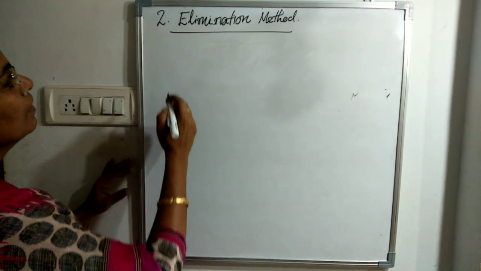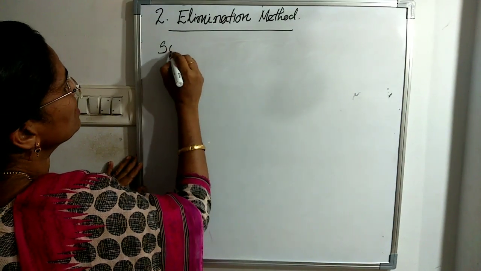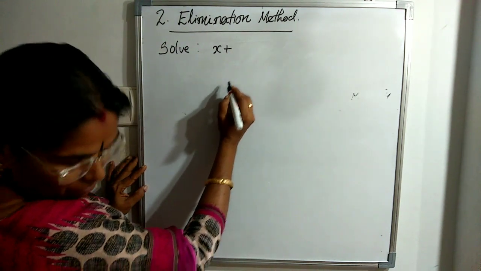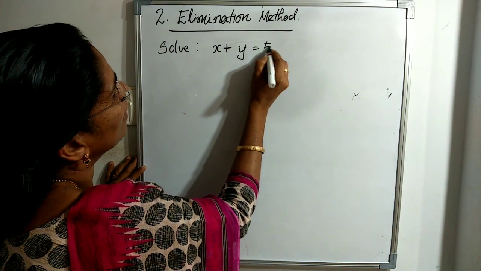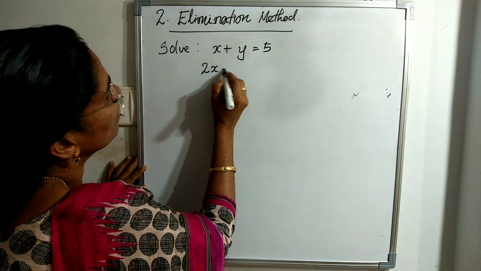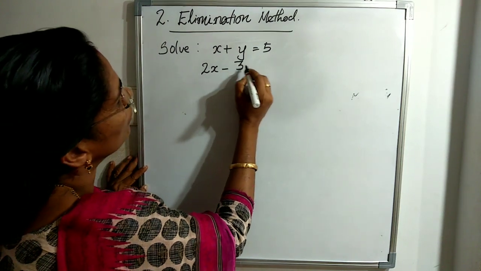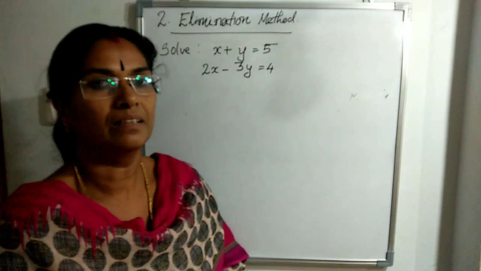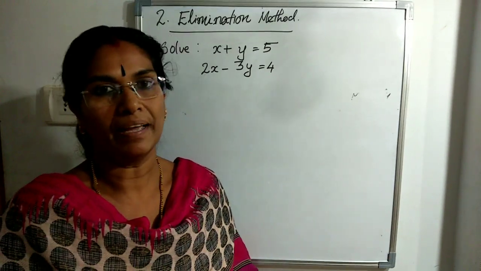Listen to the question. Solve: x plus y equal to 5 and 2x minus 3y equal to 4. This is the question. We have to find the values of x and y.